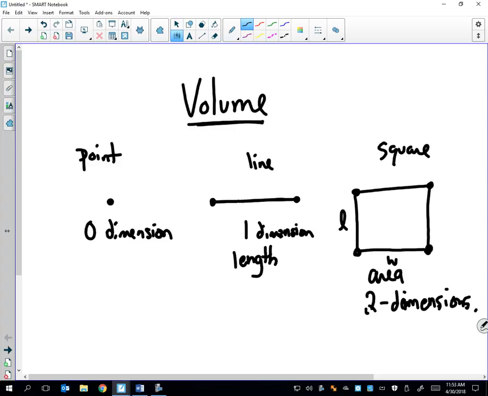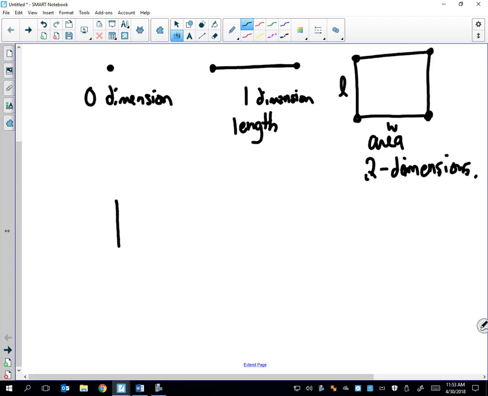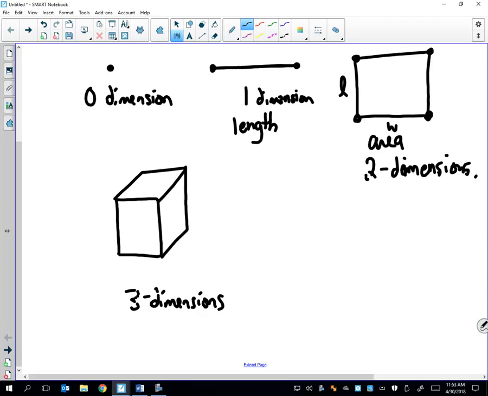The beauty is, all I have to do to generate a volume is to take the area and drag it into the 3rd dimension. So I'm going to pull the square out, and I generate a cube. And now that we're in 3 dimensions, we have what we call a volume. This has a length, a width, and now it has what we call depth. 3 dimensions, it's a volume, and we call it a cube.